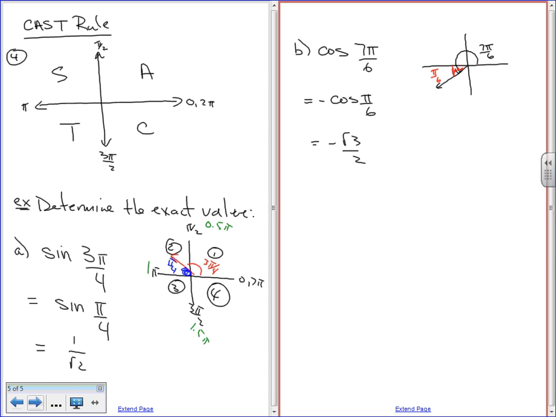Cosine pi over 6, get that decimal answer, figure out what the square root of negative 3 over 2 is, make sure they match. If they don't, you've done something wrong. I'd like everybody who's paying attention with me to try that one. All right, update the attendance.